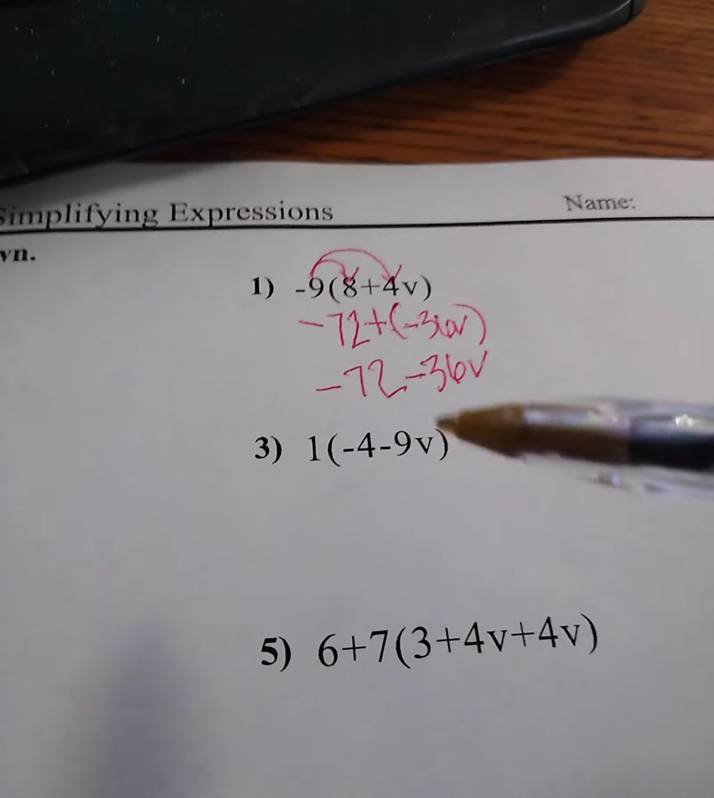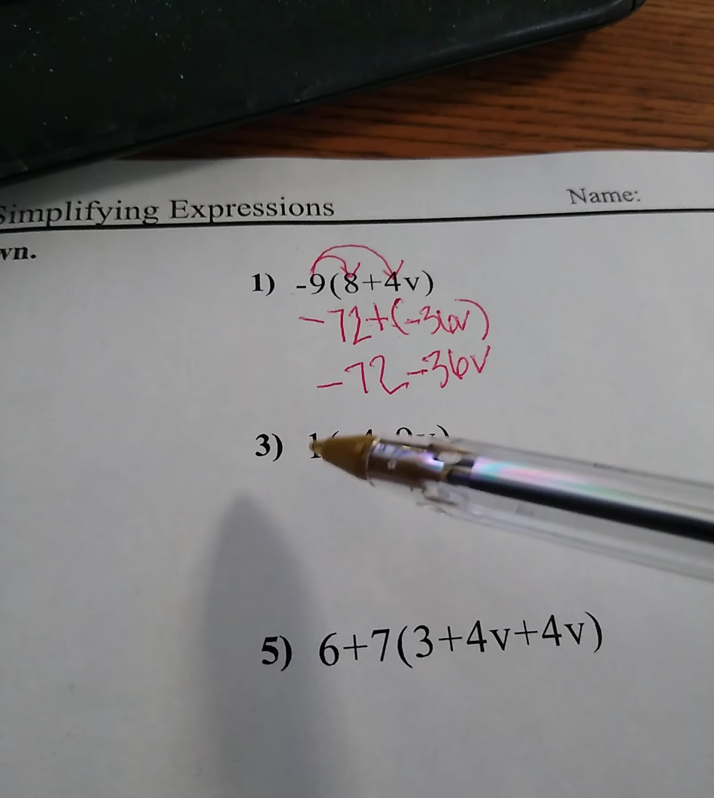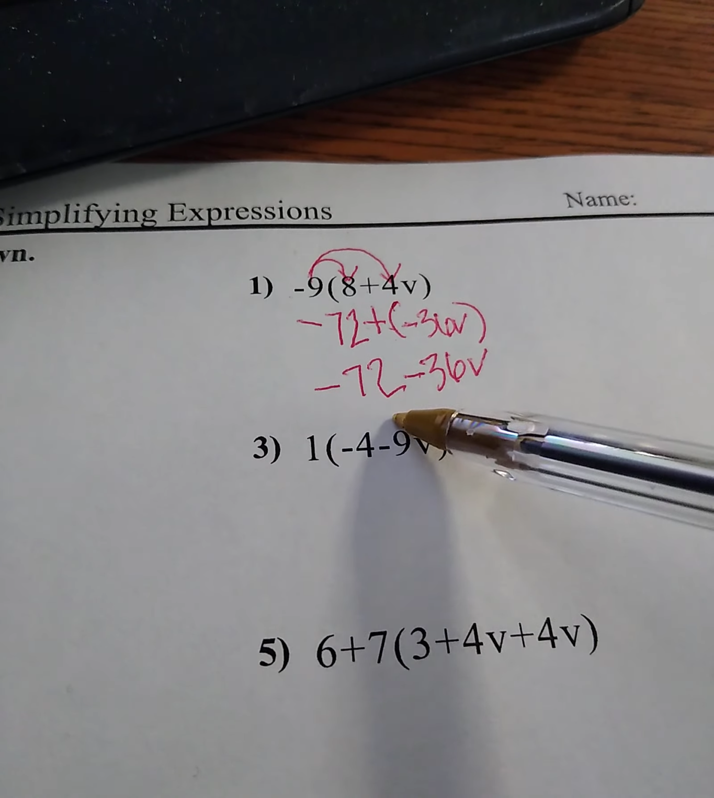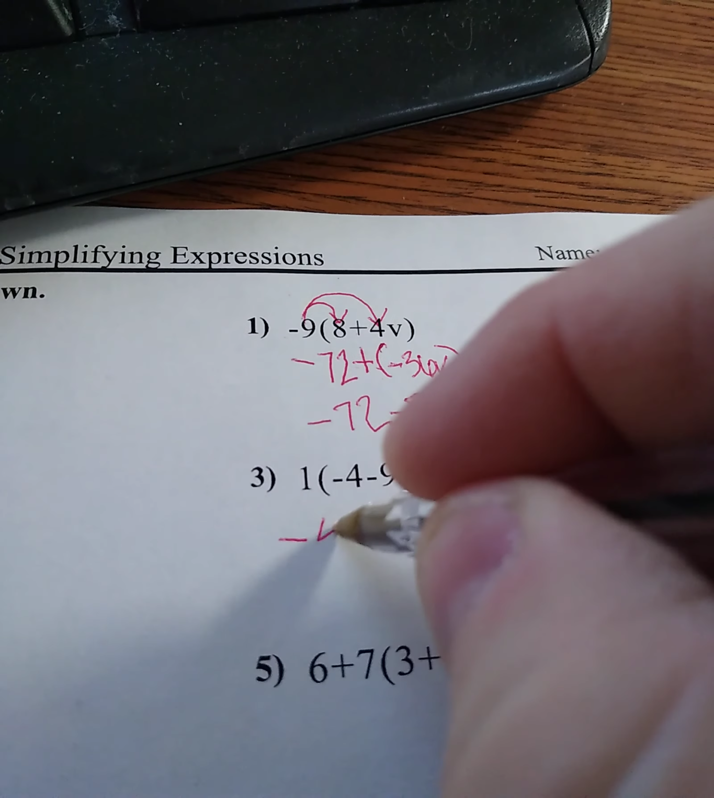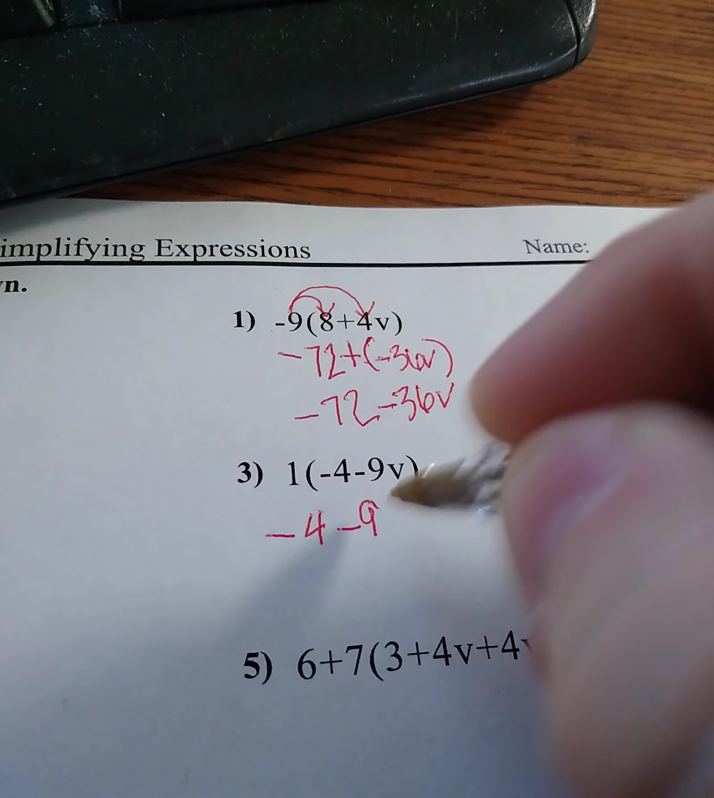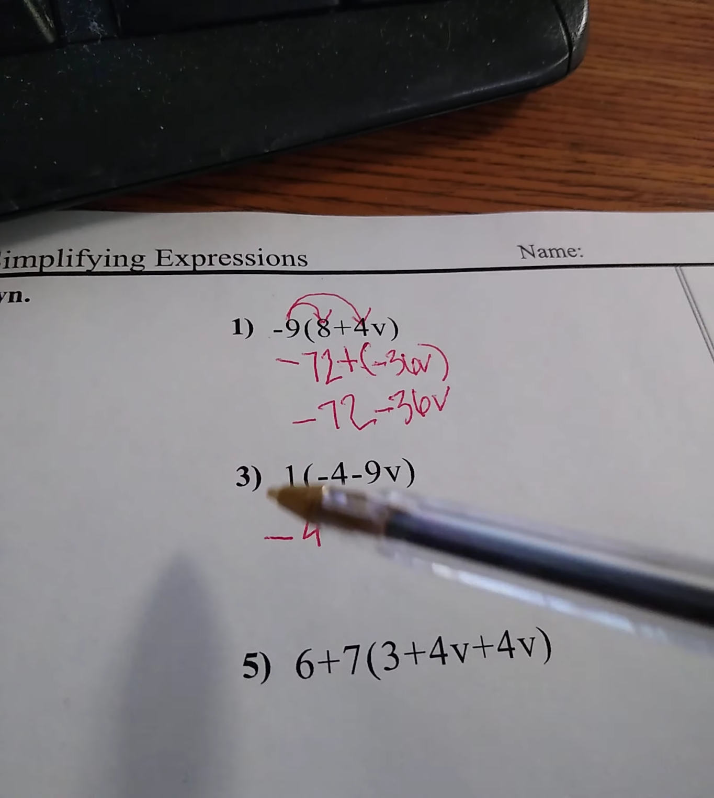All right, let's do another one. Okay. Again, this one is actually kind of a trick problem because 1 times anything is itself. So your answer is going to be negative 4 minus 9v. It will not change because it's 1. Okay.